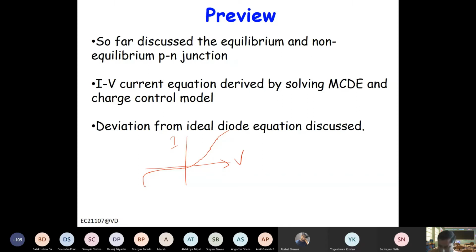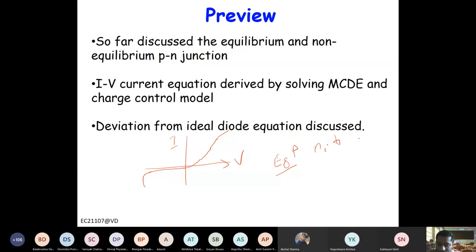Now let us take a short detour. What will happen if we increase the band gap? If we increase the band gap, how will it affect the performance of the PN junction diode, this IV characteristic? How will different parameters change? What about intrinsic carrier concentration? If band gap is increased, intrinsic carrier concentration will decrease, right?